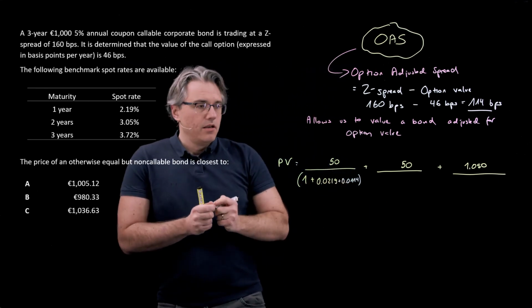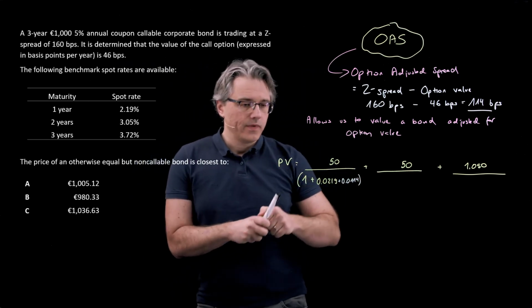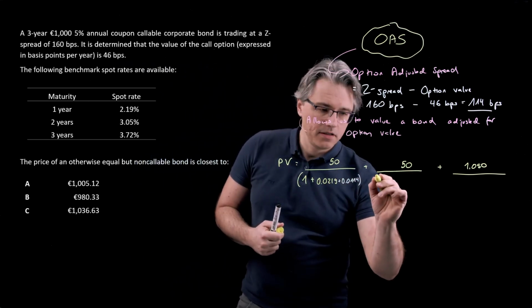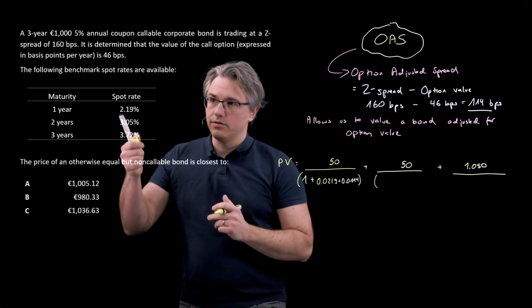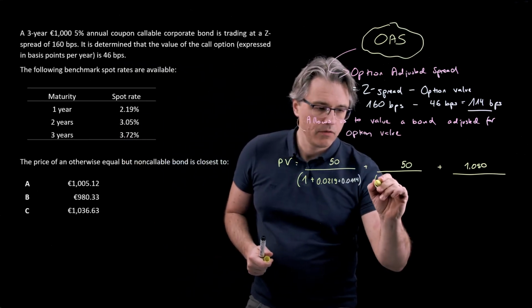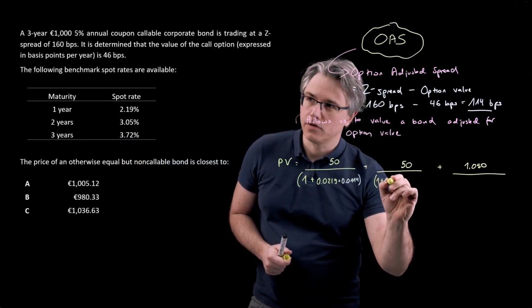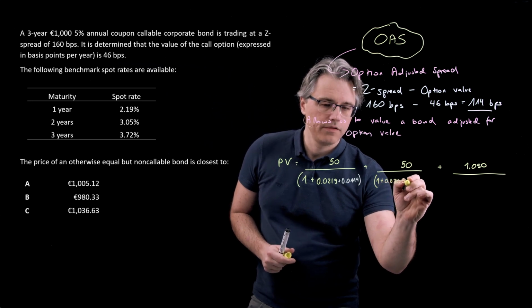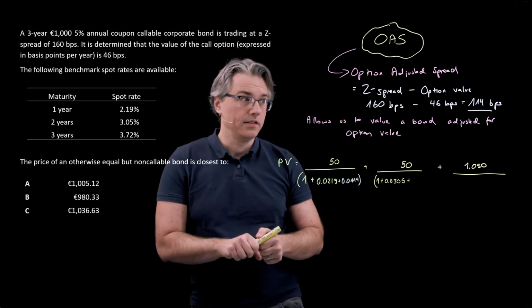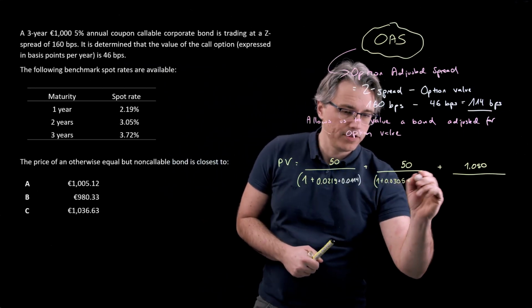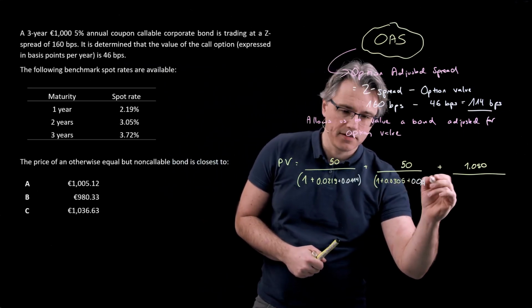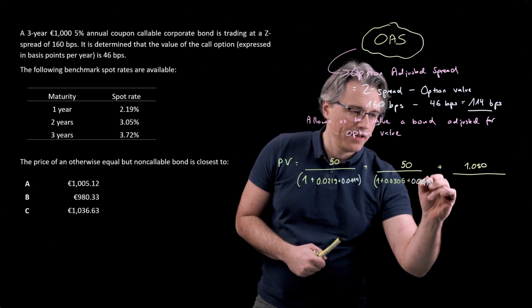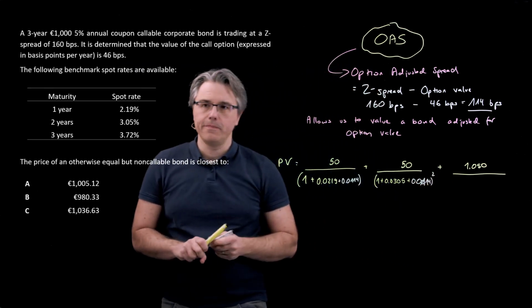We do the same thing over here, except that instead of using the 1 year spot rate, I'm going to utilize the 2 year spot rate: 1 plus 0.0305 plus, obviously, that same 114 basis points. Okay, that's one 0 too many. And this is going to be raised to the power of 2.